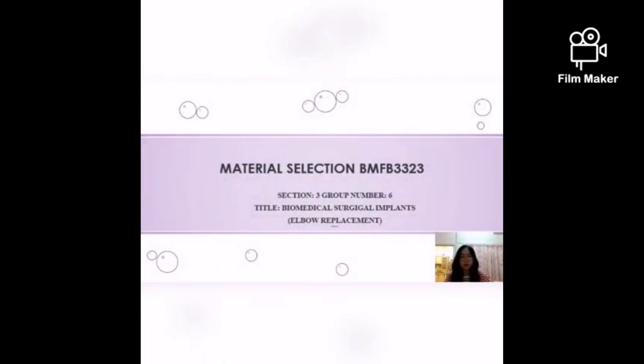We are Group 6 from Section 3. Today, we would like to discuss the material selection and process selection for biomedical surgical implant. The title that we chose is Elbow Replacement.